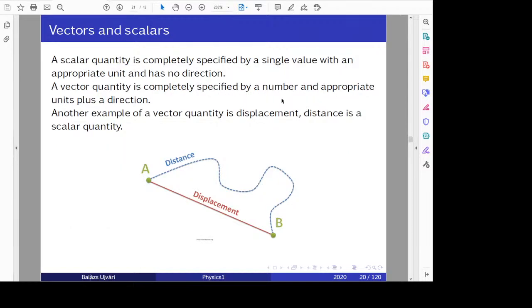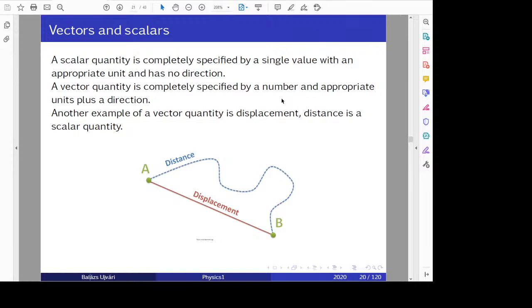Let's define two important things. In physics, when you want to say something, you have to say the number and the unit. For example, the length of the table is 1 meter. 1 is not enough, you have to add the number, the unit.